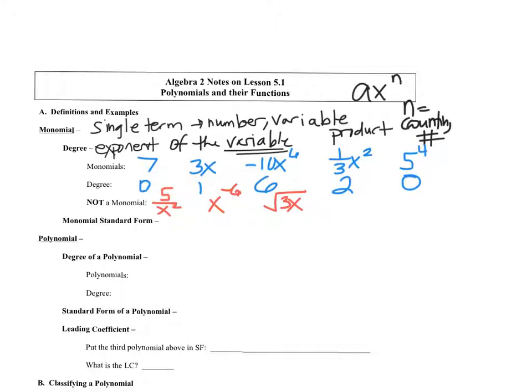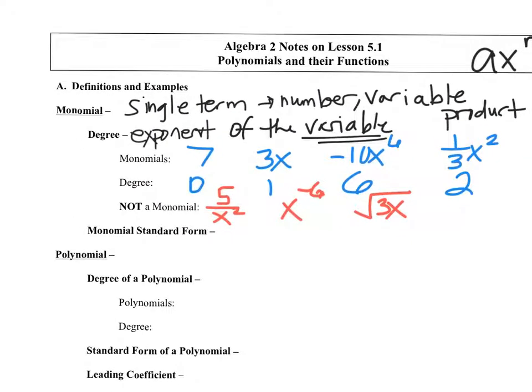All right, and then finally the last thing for this part is the monomial standard form. I already wrote it down, but the standard form of a monomial just looks like this. A times x to the n. That's it. Okay. Now, so monomials, one term.